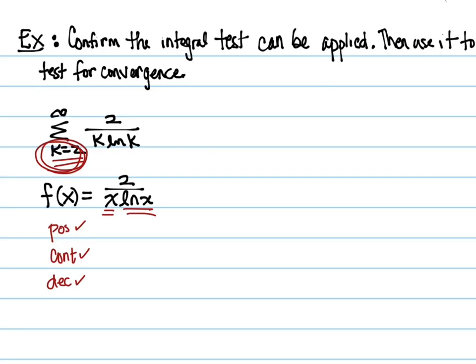Another thing you could do is grab your calculators, and we'll do this real quick. Grab your calculator and just graph 2 over, parentheses, x ln x. And you can visually confirm that after x equals 2, it's positive, it's continuous, and it's decreasing.